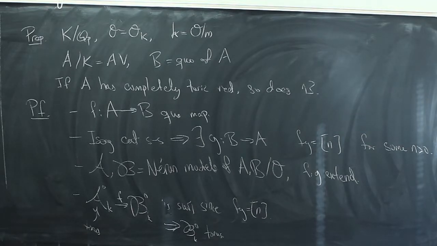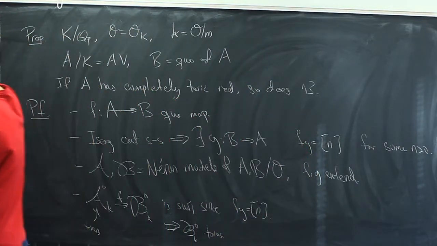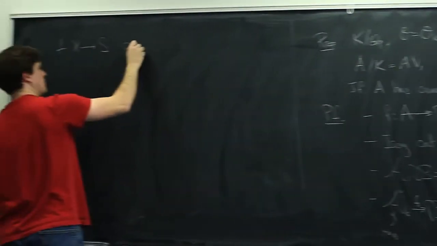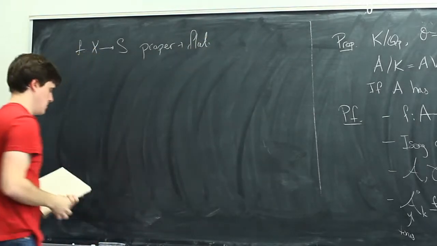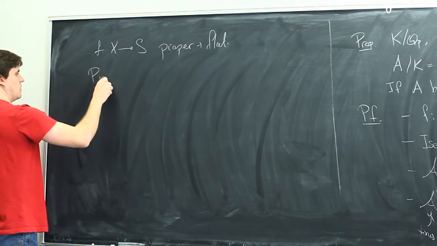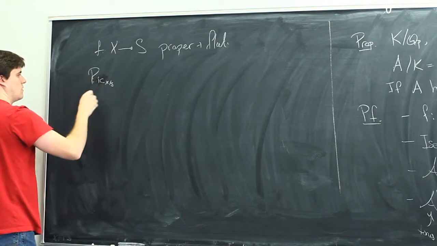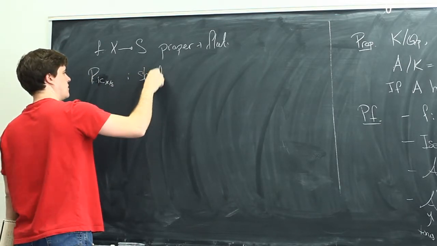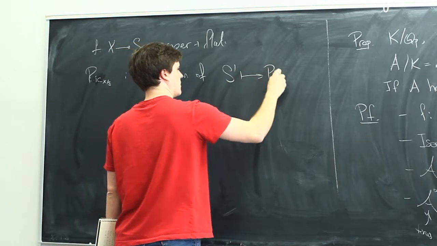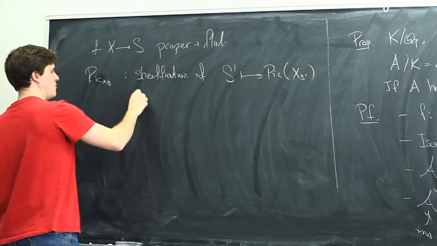So now I want to explain what this theorem of Raynaud is that's going to allow us to move from the model to the Jacobian. Okay, so let's start with a slightly general setup. Suppose that we have some proper and flat map like this. Then we're going to define the Picard functor, Pic_{X/S}, to be the sheafification of the presheaf that sends S' to Pic(X_{S'}). This is on the fppf site of S.